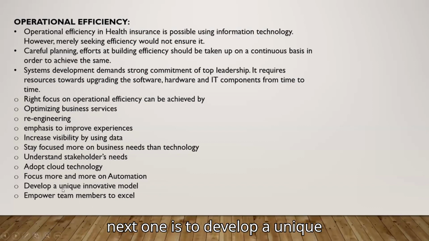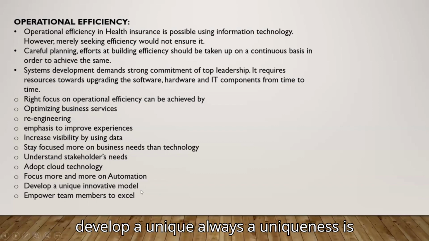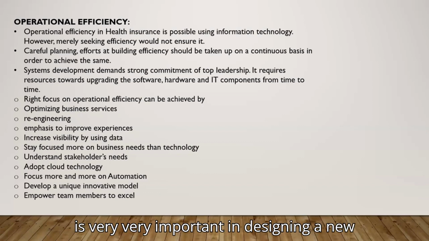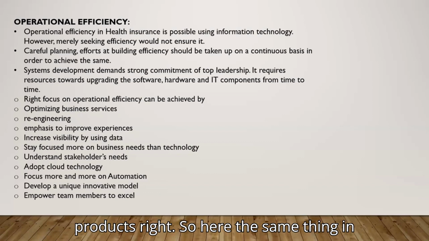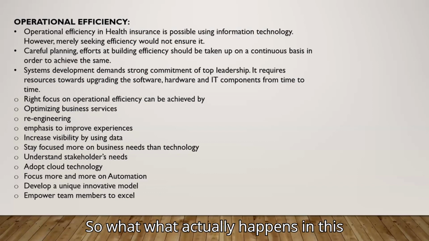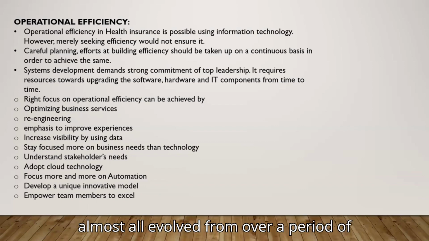And next one is to develop a unique innovative model. So what is this, to develop a unique model? Uniqueness is always important. Innovative creativity is very, very important in designing new products, right? The same thing applies here, in developing a unique innovative model. What actually happens in this model is that the role of IT in insurance has evolved over a period of time.